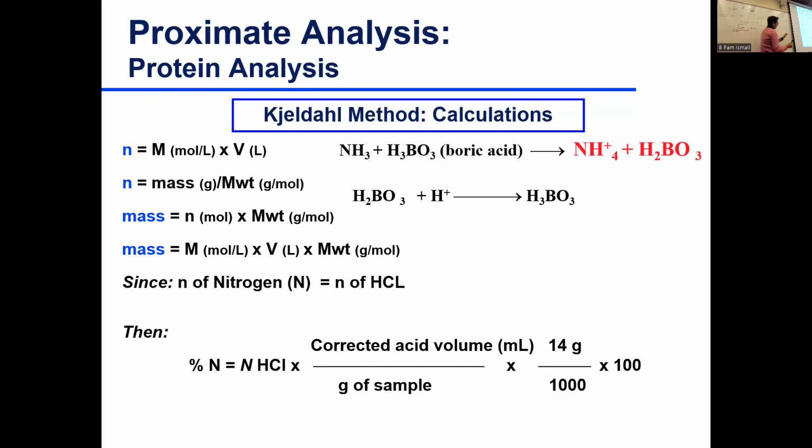It says here corrected because you take the volume of HCl needed to titrate your sample and subtract the volume of HCl needed to titrate the blank. There will be a blank that you will be running next week because you want to correct for any nitrogen contamination in all the reagents that you use. So we subtract the volume of the blank. That's why it's called corrected.